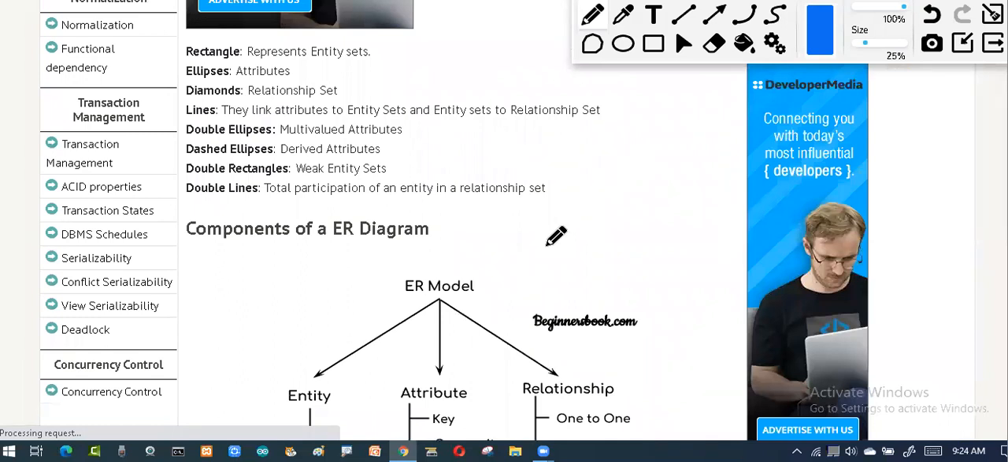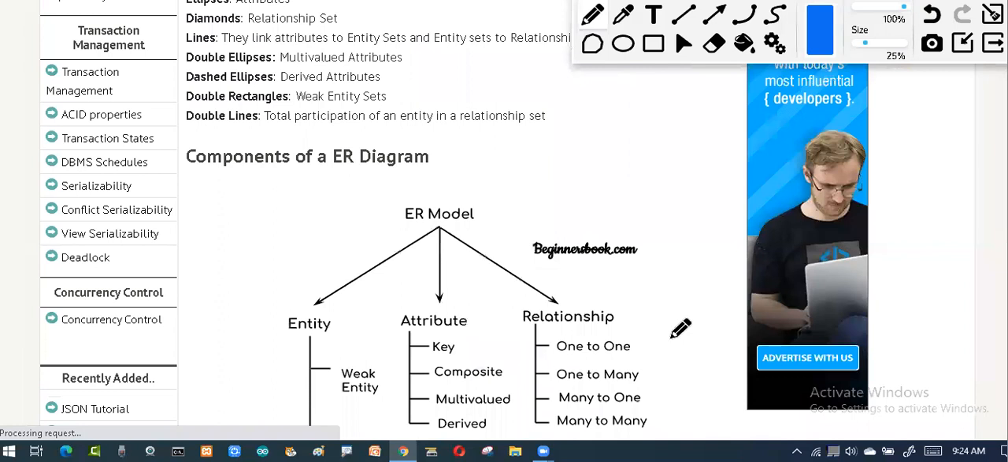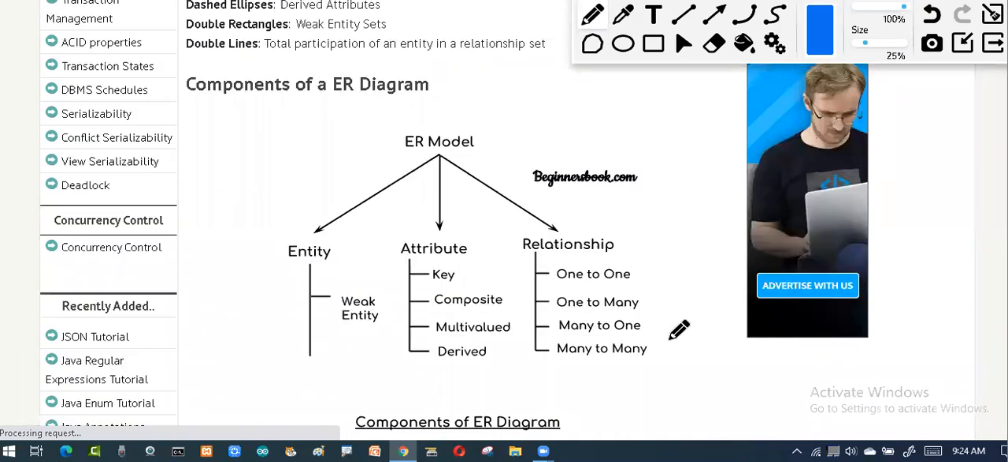Now, this pictorial diagram is very important for us, and in the exam also, in this unit, this particular question will be asked: what are the components of an ER diagram? This is one of the biggest questions you can expect in the main exam. So what is this ER model? It has something called an entity, it has attributes, and we have something called a relationship.